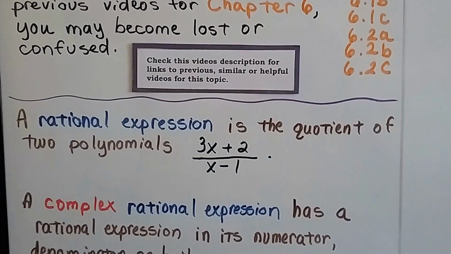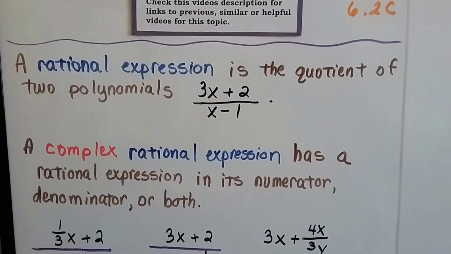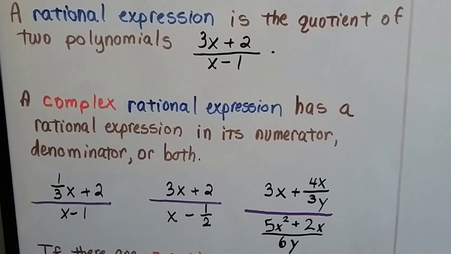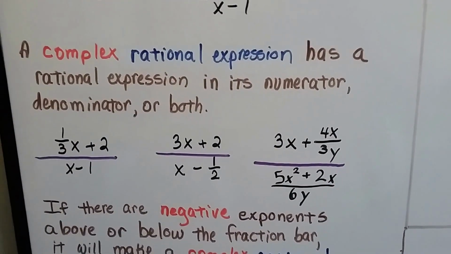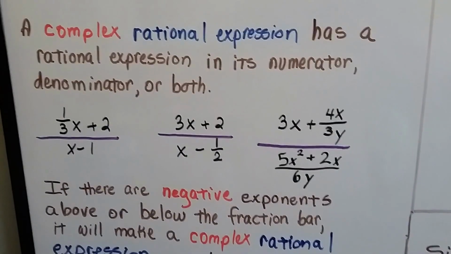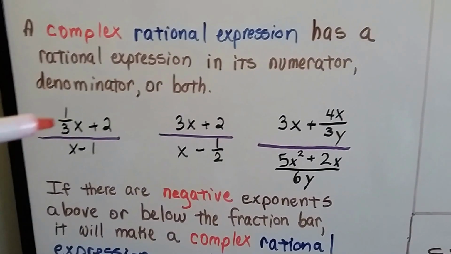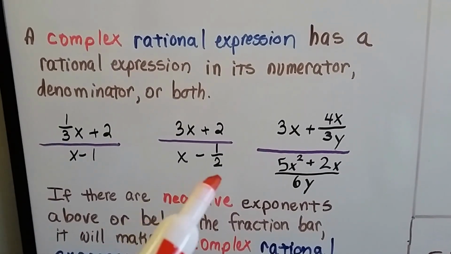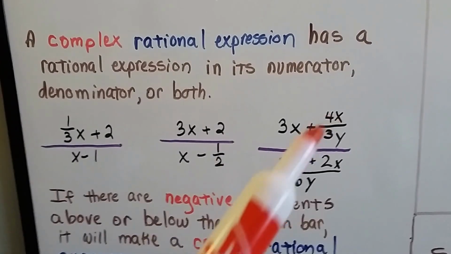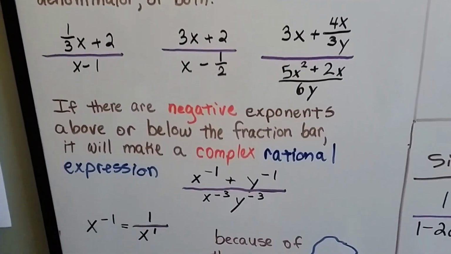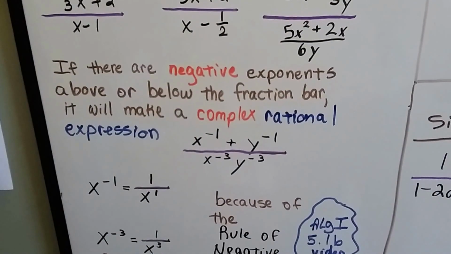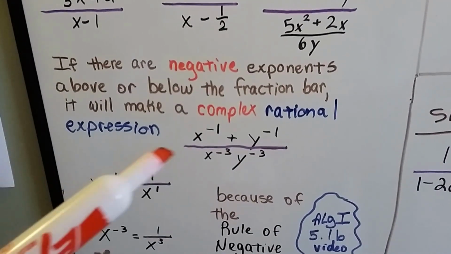A rational expression is the quotient of two polynomials. A complex rational expression has a rational expression in its numerator, its denominator, or both. In the first one, we can see that it's got this in the numerator, this one's got it in the denominator, and this one's got it in both the numerator and denominator. And if there's any negative exponents above or below the fraction bar, it'll make a complex rational expression.